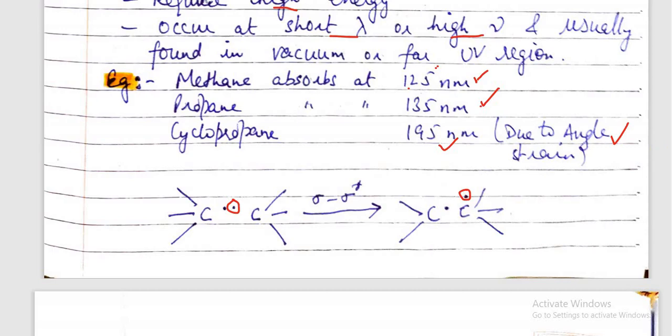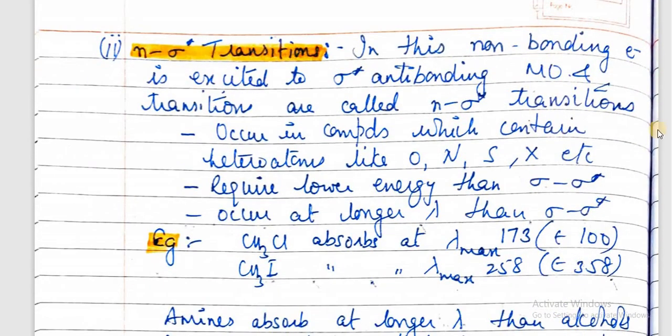Similarly, the second transition is the n to sigma star transition. As the name indicates, the electron from the non-bonding orbital gets excited to the anti-bonding sigma star molecular orbital. These transitions are called n to sigma star transitions, and they occur where non-bonding electrons, that is lone pairs of electrons, are present, generally on heteroatoms. So these occur in compounds which contain heteroatoms like oxygen, nitrogen, sulfur, halogen, etc.